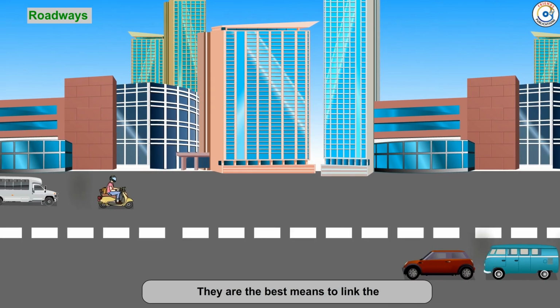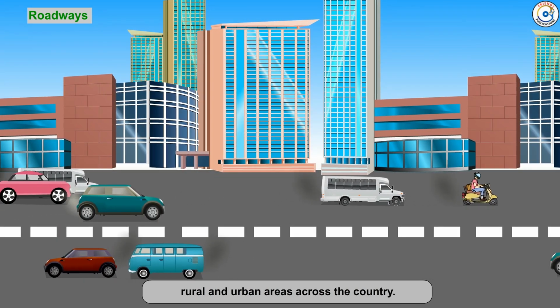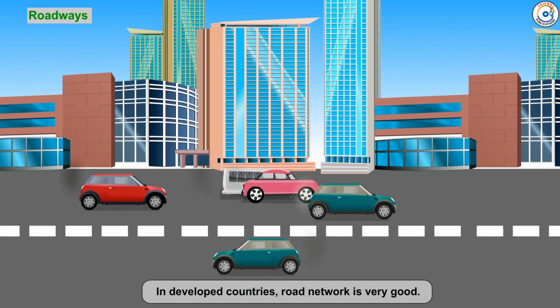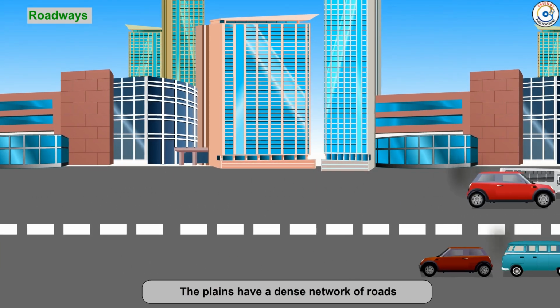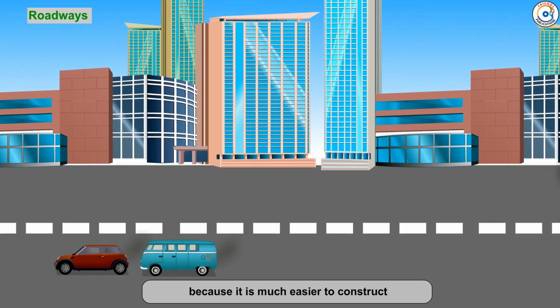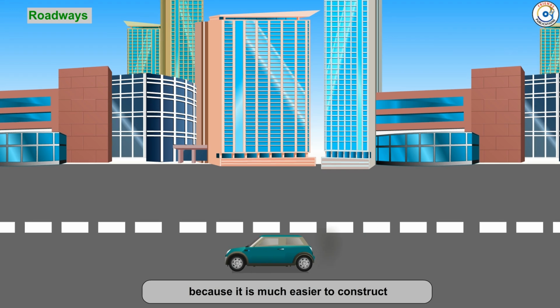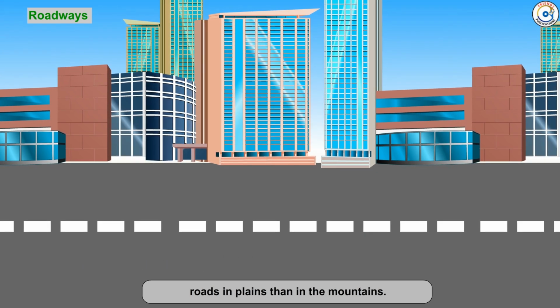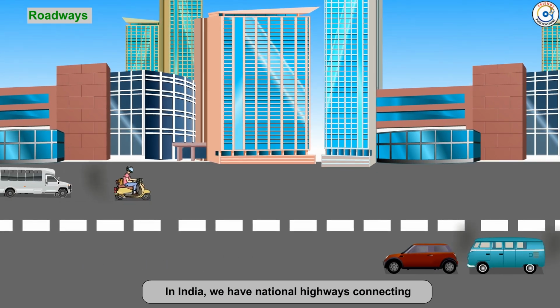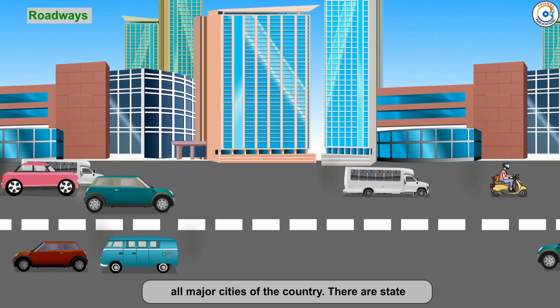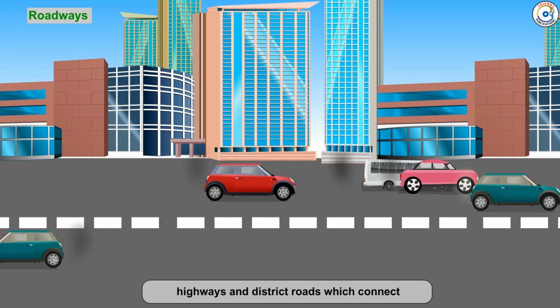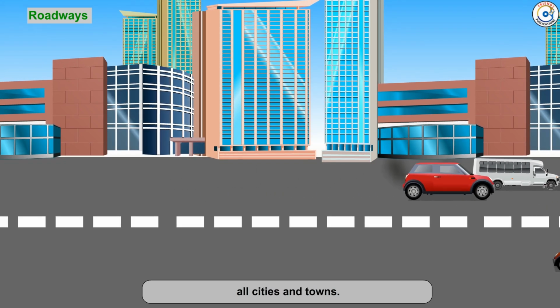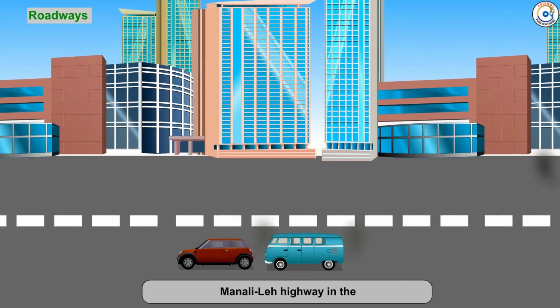They are the best means to link the rural and urban areas across the country. In developed countries, road network is very good. The plains have a dense network of roads because it is much easier to construct them in plains than in mountains. In India, we have national highways connecting all major cities of the country. There are state highways and district roads which connect all the cities and towns.